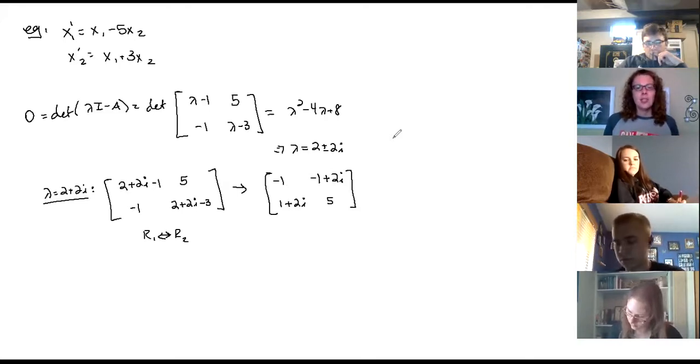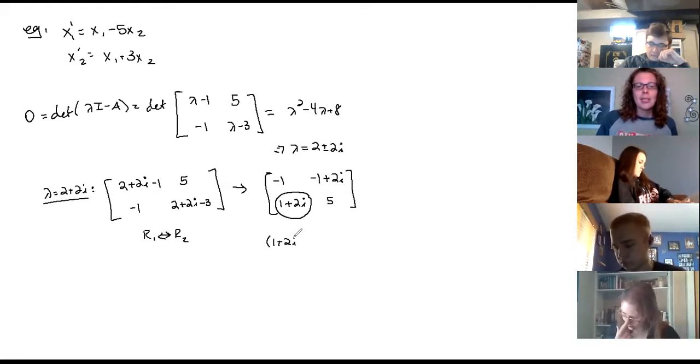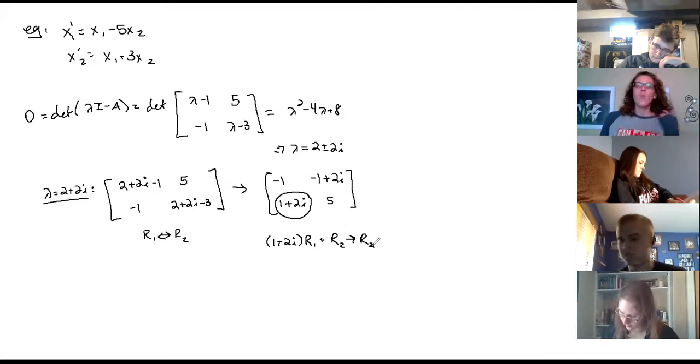All right. So I want to get rid of the 1 plus 2i entry. That's the one I am looking to zero out. I have a negative 1 up here that's really nice. So I need to do 1 plus 2i times row 1 plus row 2 gets sent to row 2.